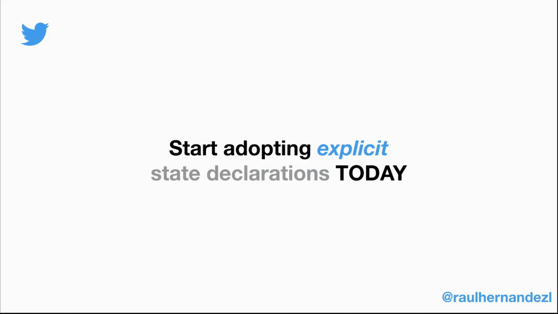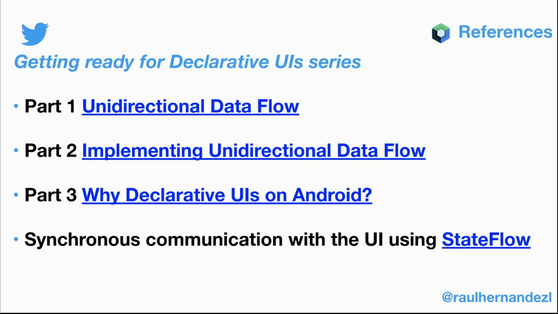And next steps, basically starting explicit state declarations today. As you all probably know, we have a release candidate for Compose, and it's probably going to be stable very soon, at the end of this month. So if we want to be all in the Compose party, probably we need to start adopting state declarations today, better than tomorrow. So that's all for today.